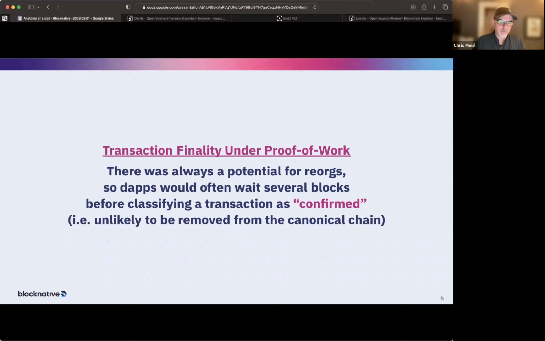So confirmed was a weak confirmation that then got stronger as time went by. And of course, under proof of work, there was no real sense of time. There was just block number, because the time it takes to create a new block is highly variable. It could be 1 second, it could be 50 seconds. It would average to maybe 12 or 13 or 14 seconds, but any individual block could be in a wide range.